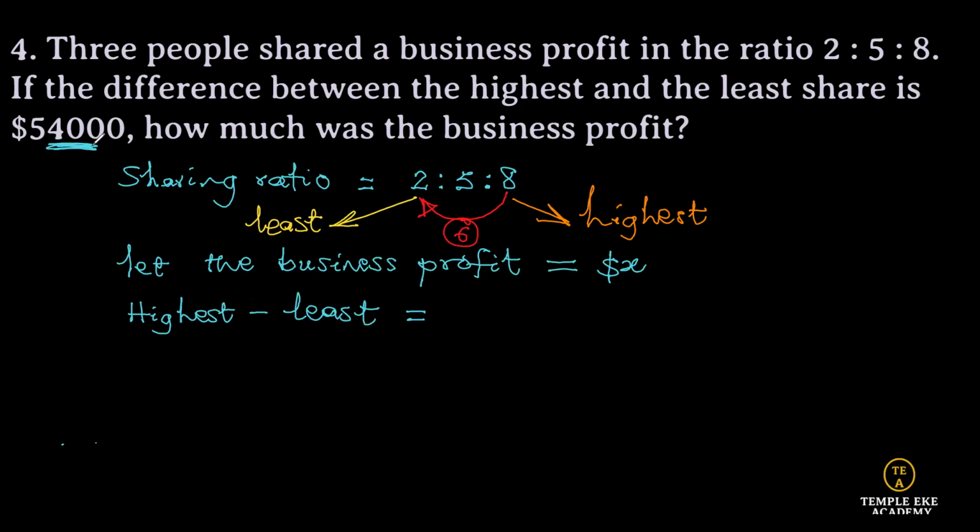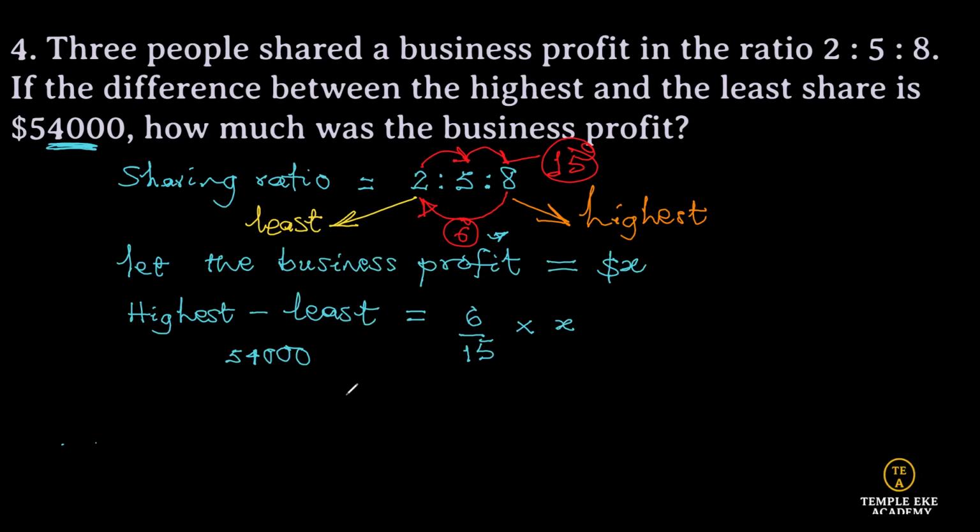So highest minus least share is $54,000. It's going to be that difference, 6, divided by the sum of the ratio. The sum of the ratio is straightforward: 2 plus 5 is 7, and 7 plus 8 gives us 15. And we're making use of that. So divided by 15, multiplied by the total amount shared out. The total amount shared out is X. So in essence, 54,000 equals this expression.